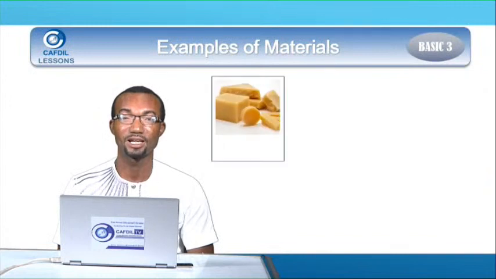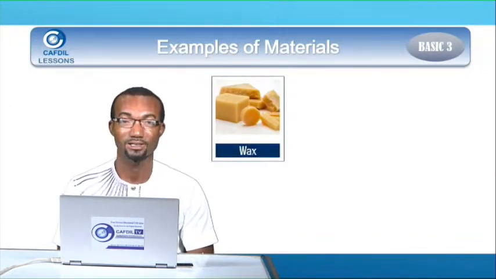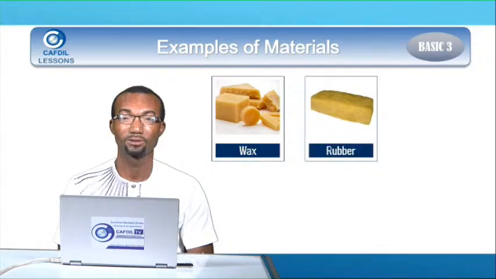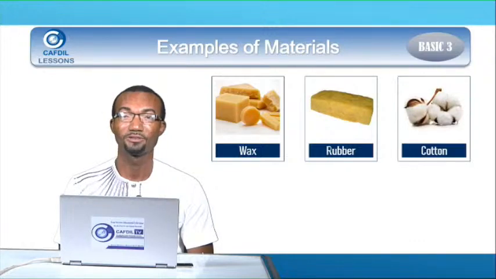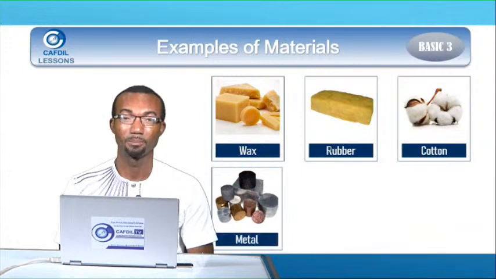And we looked at some examples of materials, such as wax. Bees give us wax. We also talked about the material rubber, and we get rubber from trees. We also talked about the material called cotton. We also talked about metal as an example of material that surrounds us.